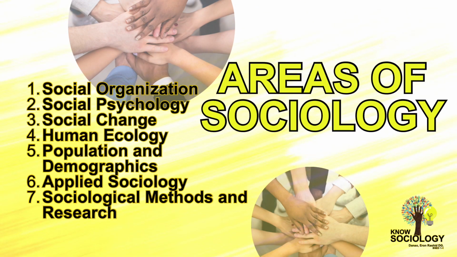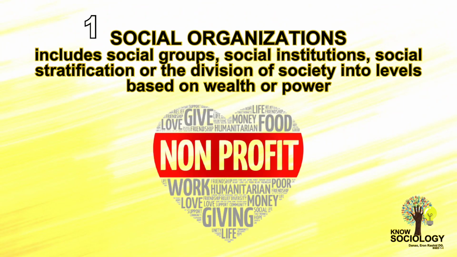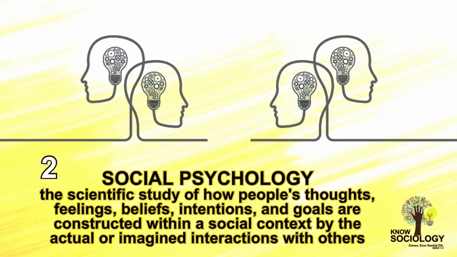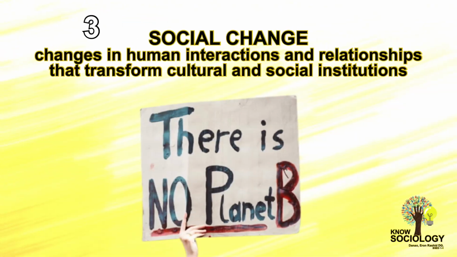Let us turn now to the 7 different areas of sociology, beginning with social organizations, which include social groups, social institutions, social stratification, or the division of society into levels based on wealth or power. Next is social psychology. This is a scientific study of how people's thoughts, feelings, beliefs, intentions, and goals are constructed within a social context by the actual or imagined interaction with others. Number 3 is social change, which are the changes in human interactions and relationships that transform cultural and social institutions.